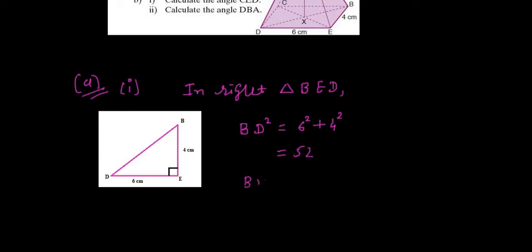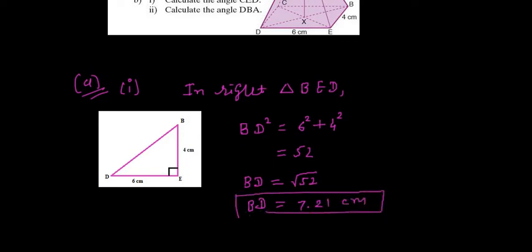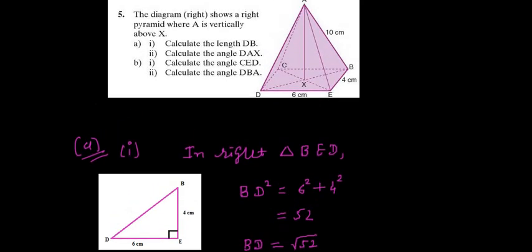So by taking the square root on both sides, it will give us root of 52, and if you round off to 3 significant figures, it is coming up 7.21 centimeter. So this is the answer of the first part of the first question. BD is the hypotenuse of a right angle triangle. We got it. Moving to the second part of the first question, calculate the angle DAX.